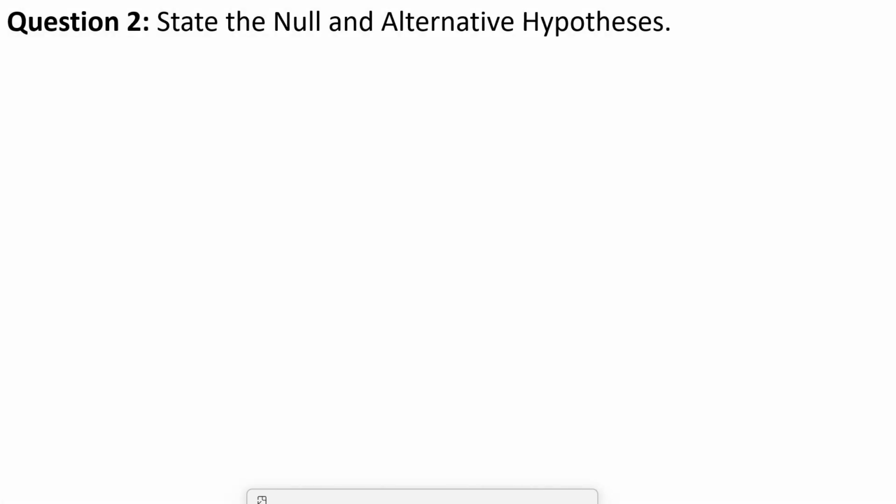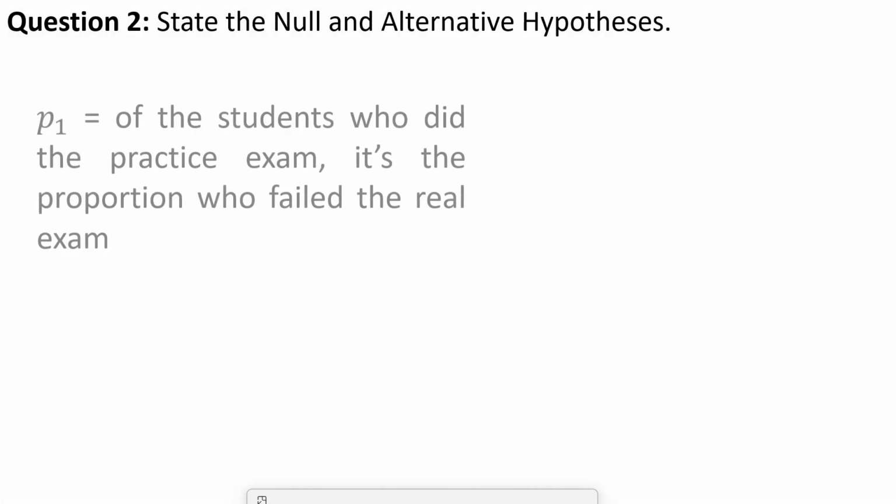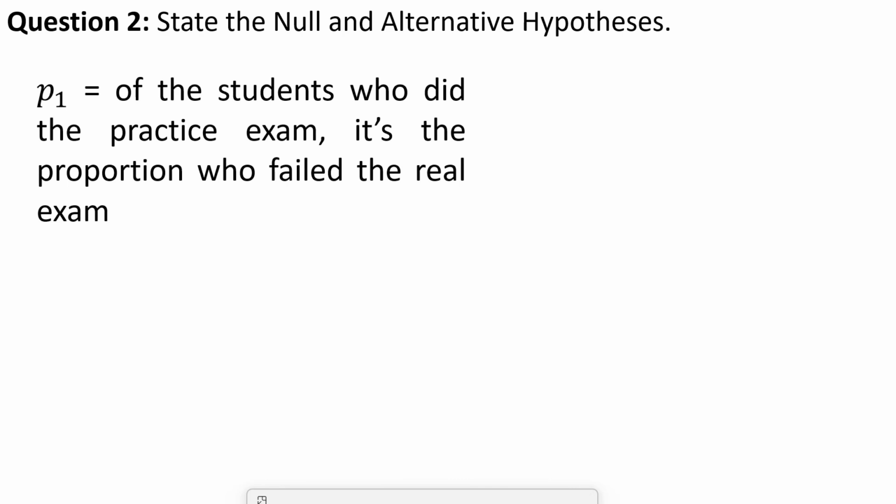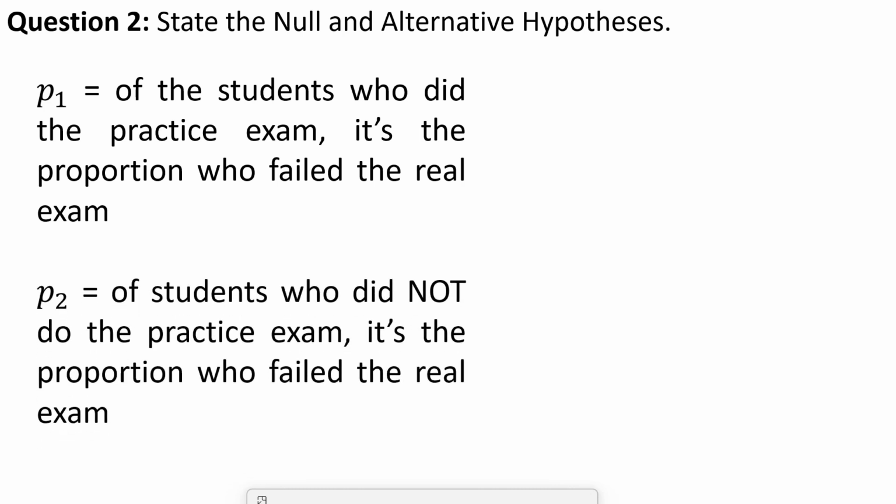Okay, so let's state the null and alternative hypotheses. We need to define what our population parameters are. And so p1 is, of the students who did the practice exam, the proportion who failed the real exam. p2 is, of the students who did not do the practice exam, the proportion of them who failed the real exam.